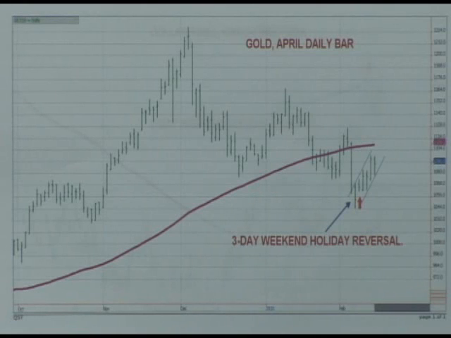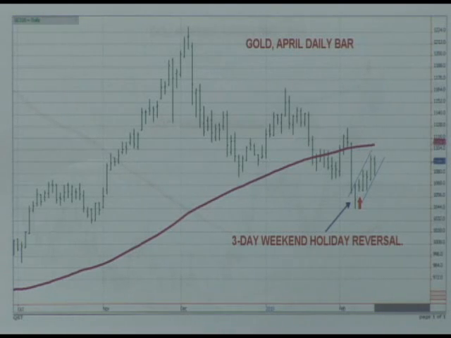Okay, traders, what you will find in this chart segment is that I just went and took a sample from a couple of different sectors. There's a sample from the gold or the metals sector. There's a sample from the indices. There's a sample from currencies. I just went and grabbed one chart from a couple of different sectors so that I can show you that the 3-day weekend holiday reversal is not just a phenomenon. It is a truth. It is something that you can count on. It's something that can be traded.